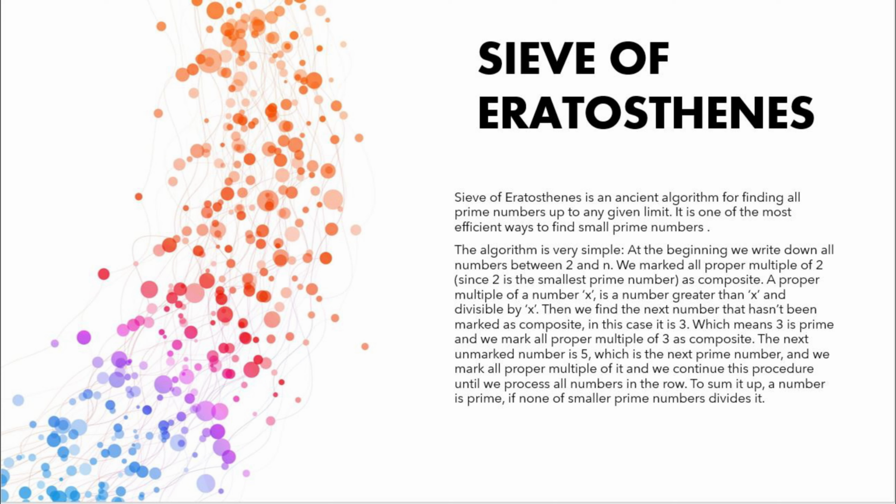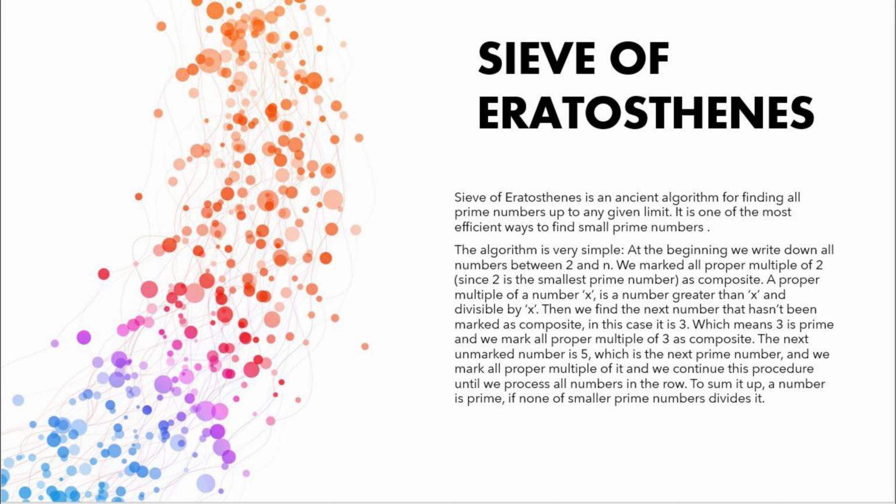Good morning, this is Tenzing Palkye and I'm going to give a brief introduction on the algorithm Sieve of Eratosthenes. Sieve of Eratosthenes is an ancient algorithm for finding all prime numbers up to any given limit. It is one of the most efficient ways to find small prime numbers. The algorithm is very simple.